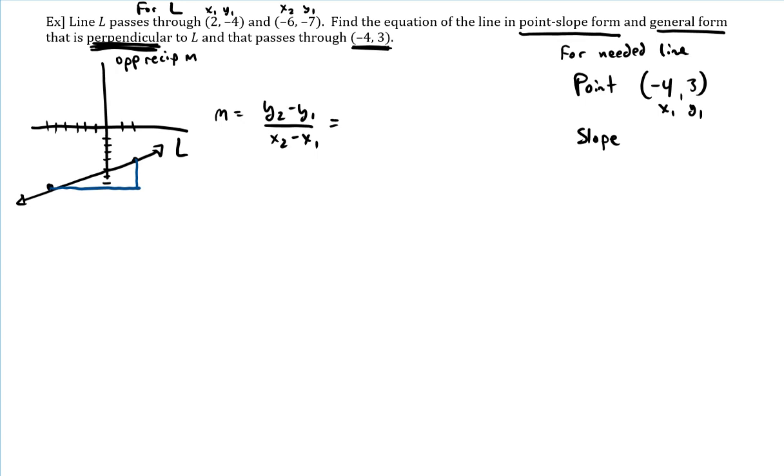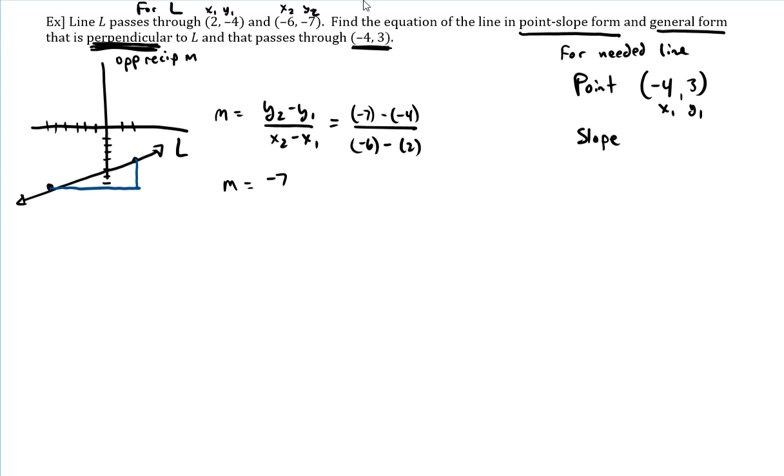So if we plug all this in, so y2 minus y1, so we've got, oh, there we go, sorry, y1 was supposed to be y2 there. Okay, so x1, y1, x2, y2. So y2 is negative 7 minus y1, which is negative 4, over x2, which is negative 6, minus x1, which is 2. And then let's continue simplifying.